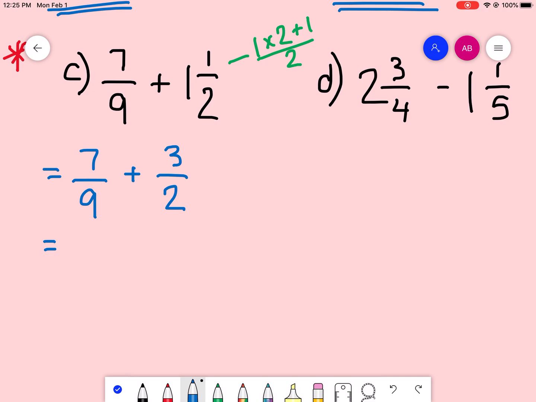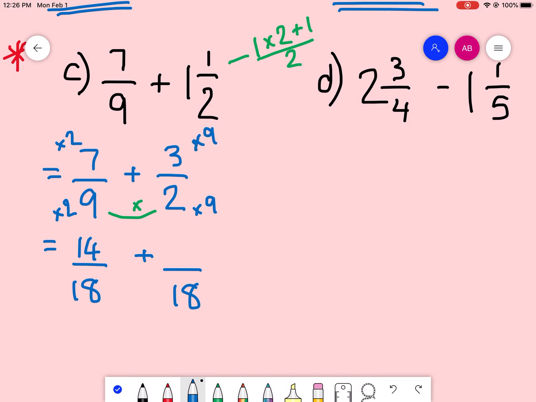Now we can start the process of adding these two together. And the first thing I need to do is times the denominators to get a common denominator. 9 times 2 is 18. You have times the first fraction by 2 to get the 18, so you have to do the same to the top. It's 14 over 18. And we've times the second fraction by 9 to get the 18. So we have to do the same on the top as well, times that by 9. That gives us 27 over 18.